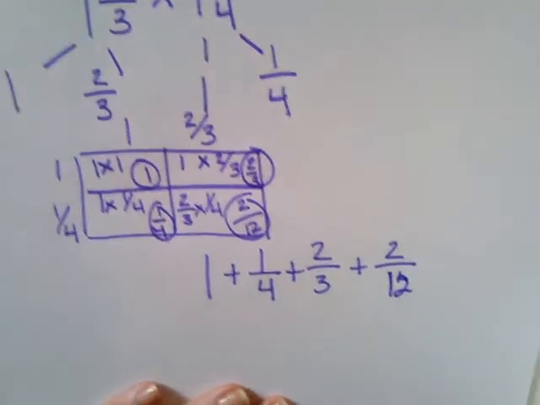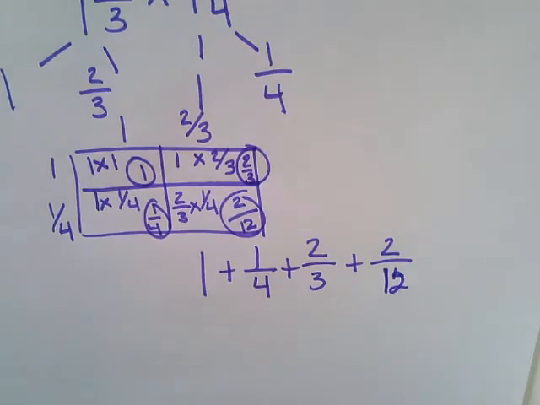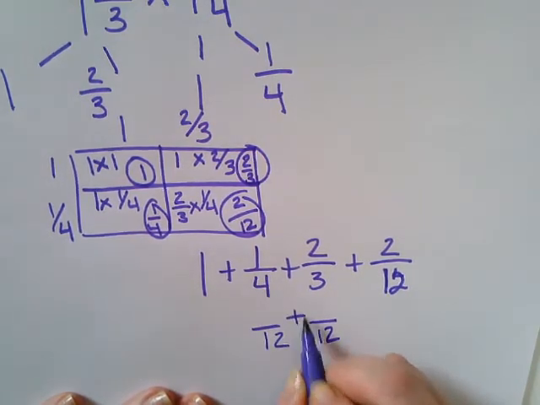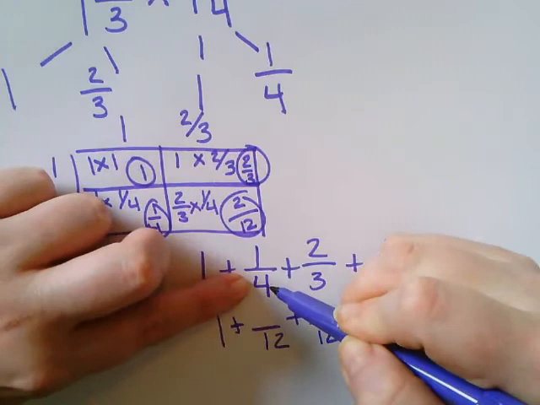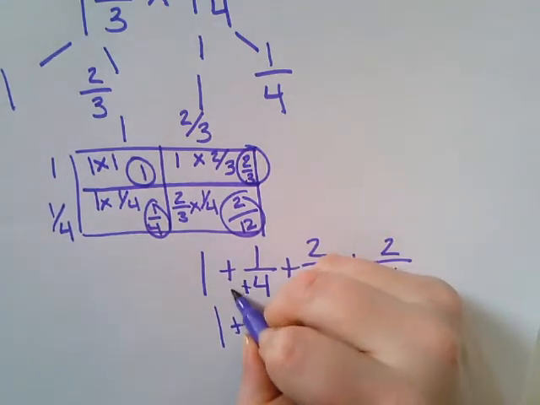If we take a look, we have all different denominators. That makes this problem very tricky. So the first thing we need to do is look at, we have 4, we have 3, and we have 12. Well, I know that if I do 4 times 3, that gives me 12. So I'm going to change these two denominators to twelfths. In order to do that, I actually have to multiply each fraction by a different number. So to get 12, I have to do 4 times 3.